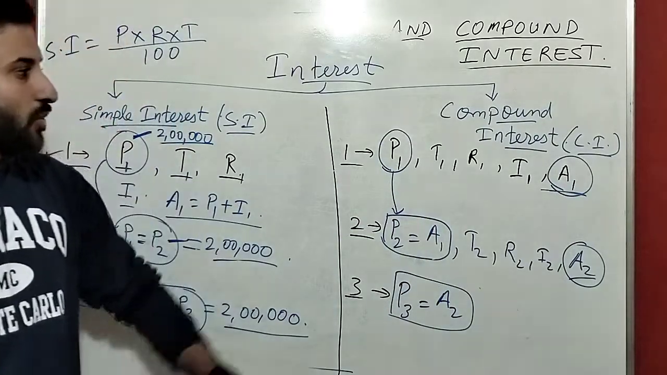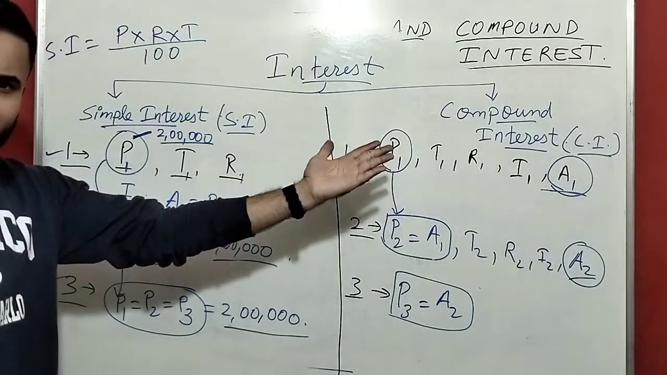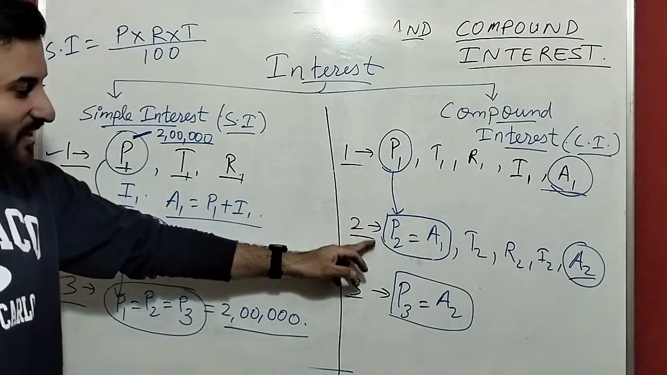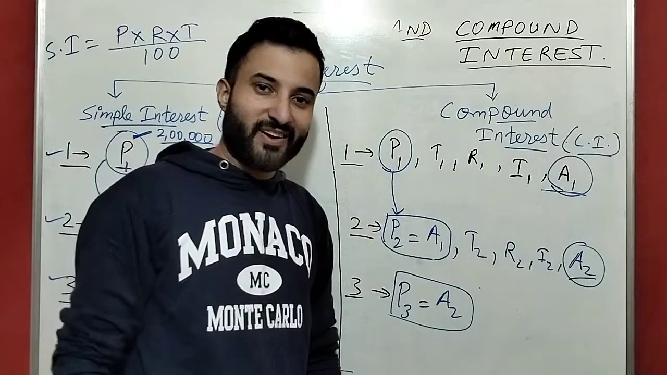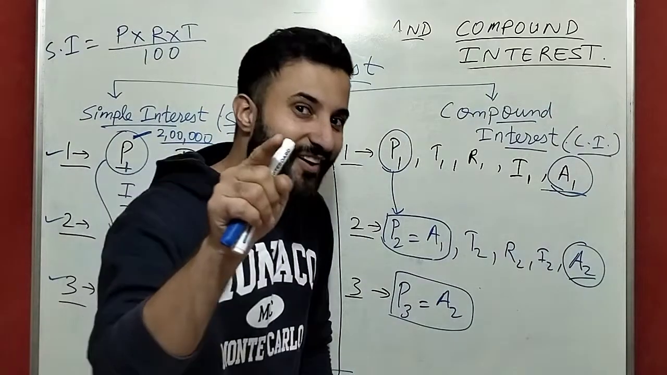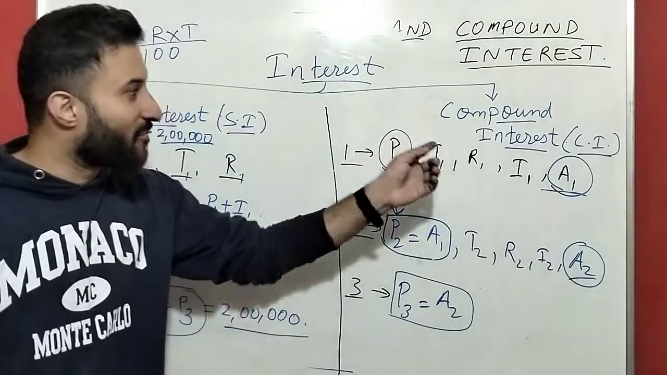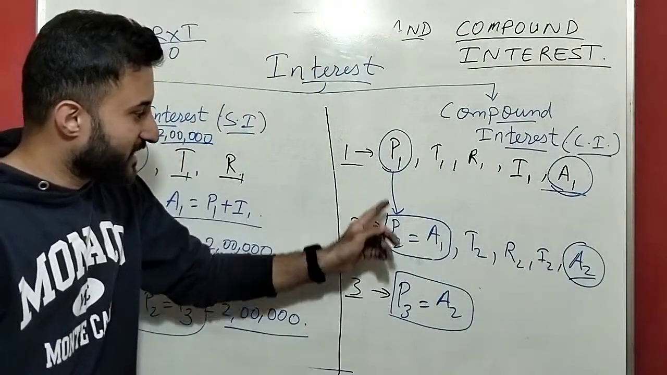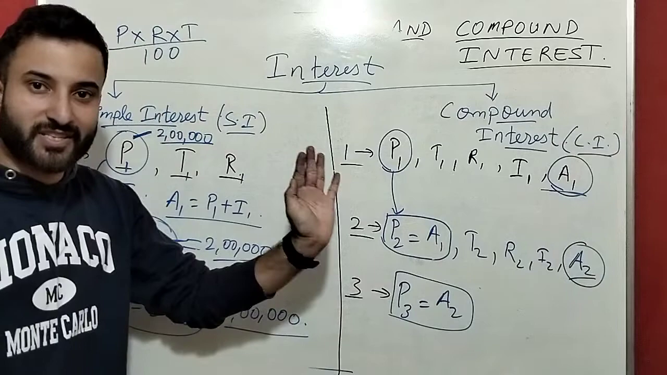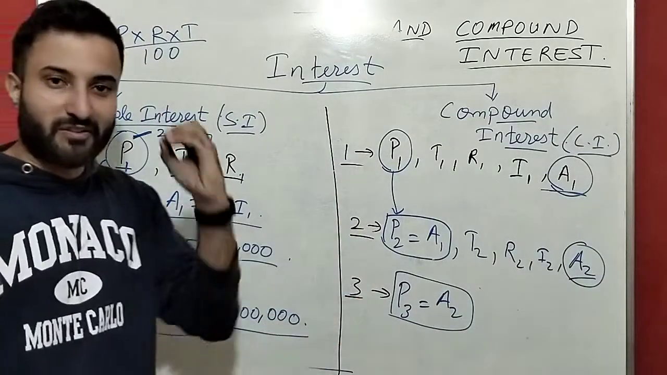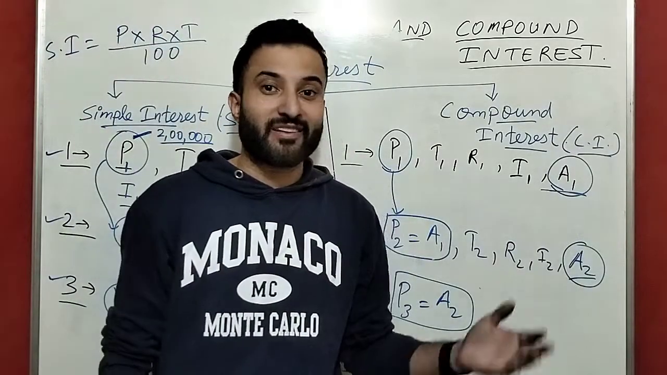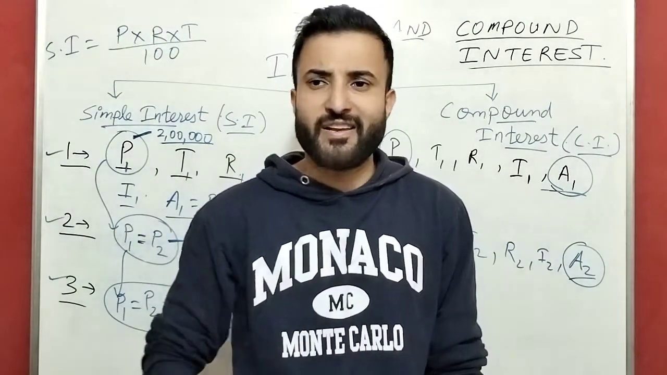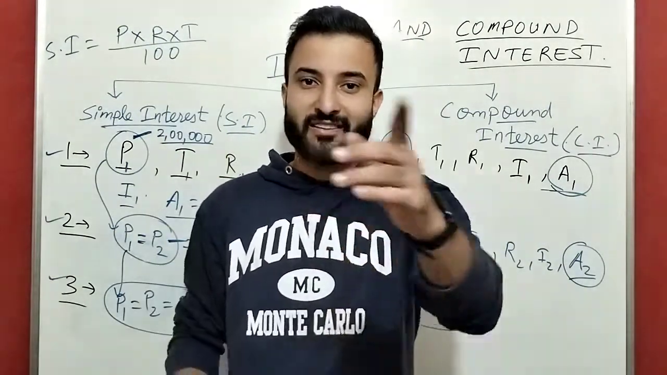Okay, now compound interest, mentos zindagi. In compound interest, each and every year you are changing your boyfriend, or each and every year you are changing your girlfriend. So that is compound interest. Compound interest means each and every year the principal keeps on changing. Each and every year your boyfriend is changing, or each and every year your girlfriend is changing. That is compound interest.